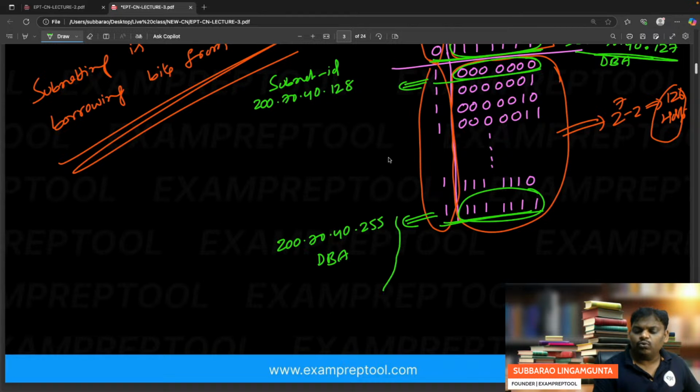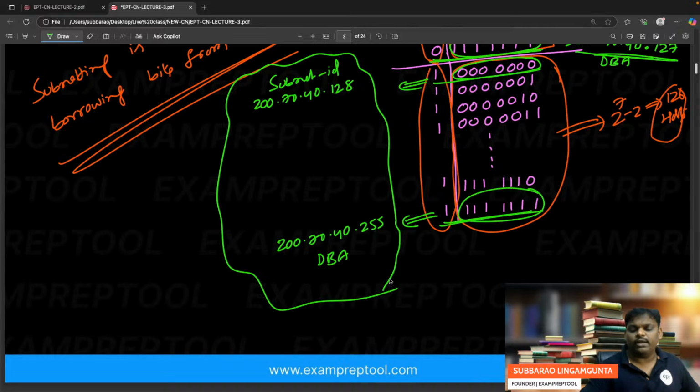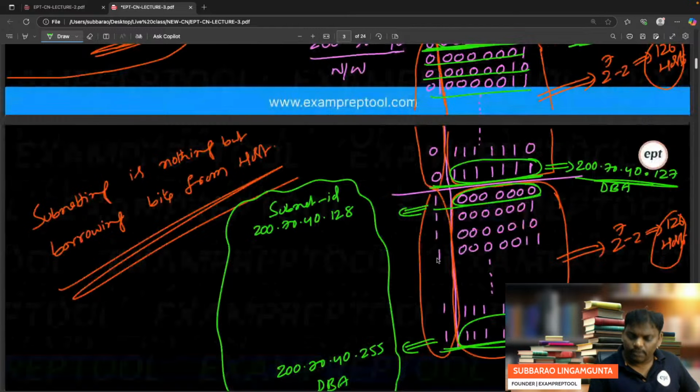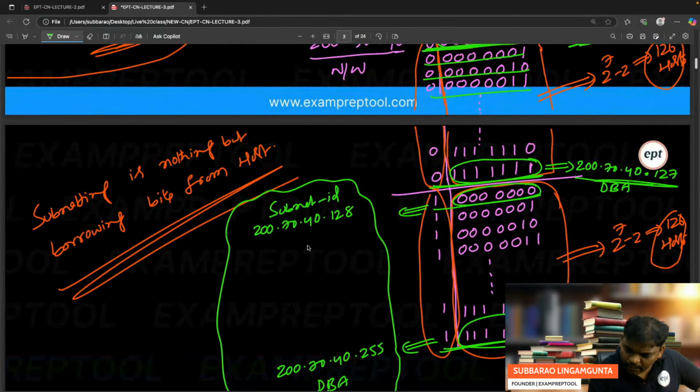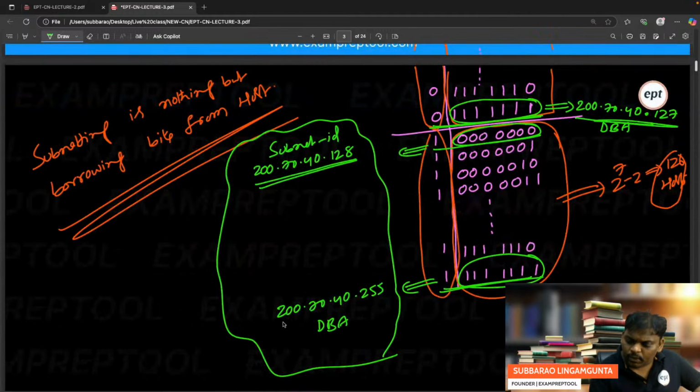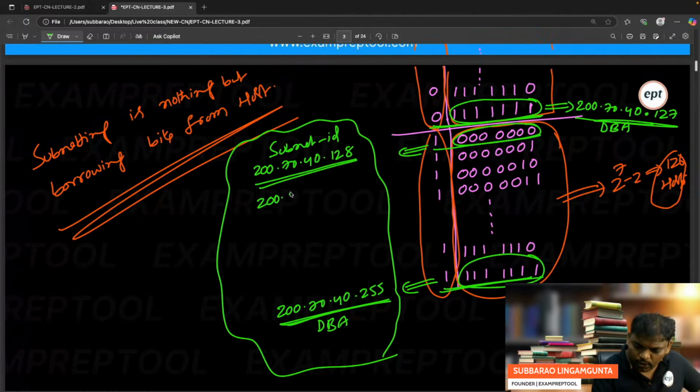So remember, you have 2 subnets, above subnet and below subnet. It is the subnet ID, and it is the DBA. These are special addresses, you cannot give them to hosts. So if you see the below subnet, the first host is 128 plus 1, 129. Then 200 70 40 130.